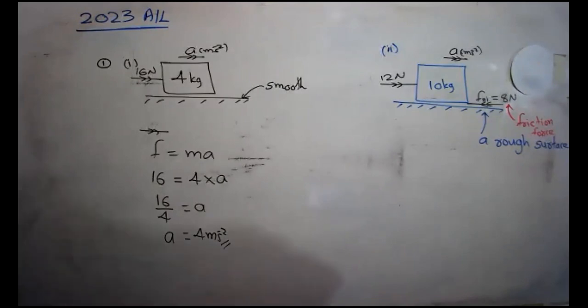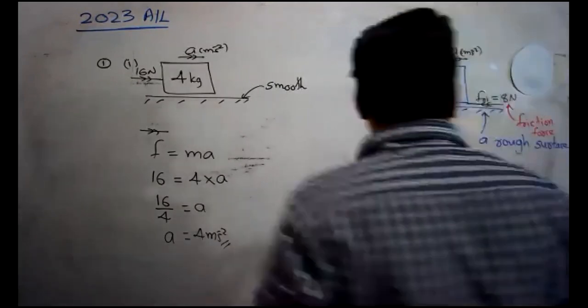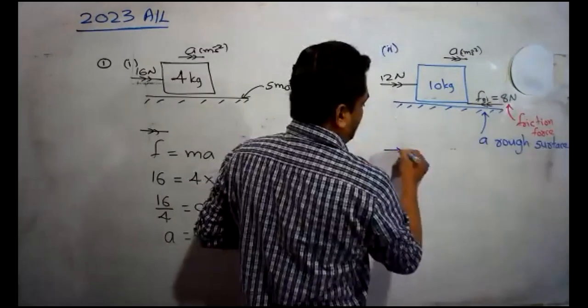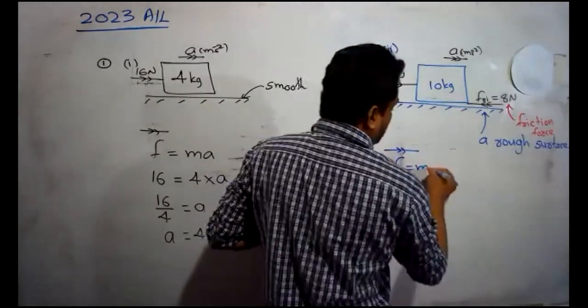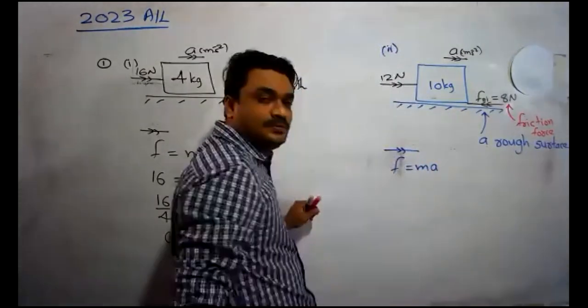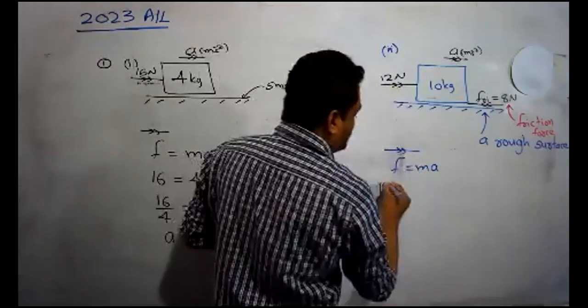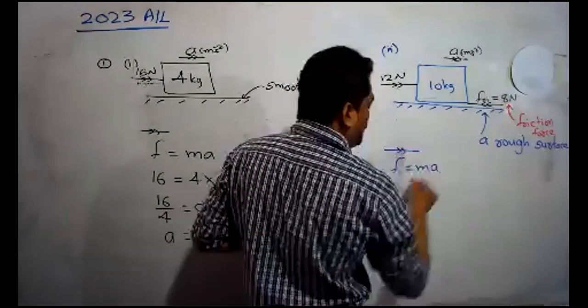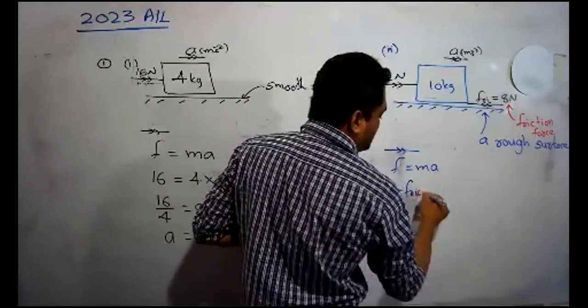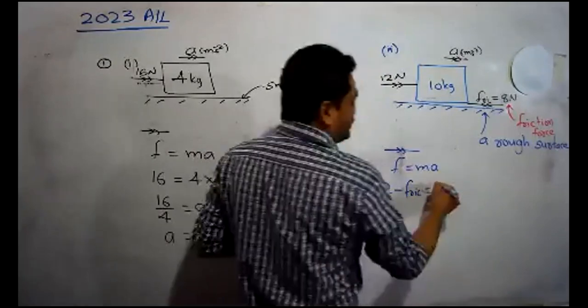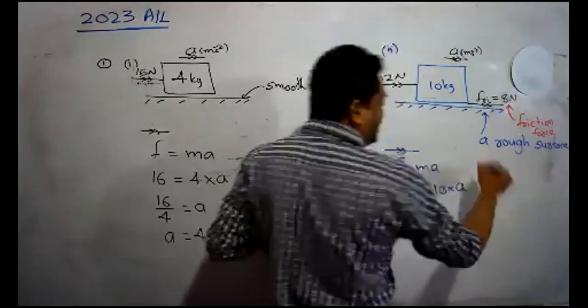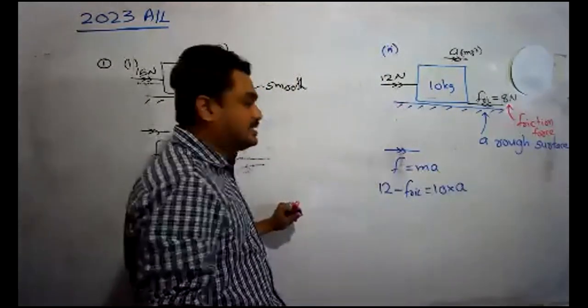So let's apply F equals ma to this object and let's find the acceleration. There are two horizontal forces. The first horizontal force is 12 Newton. There is the oppositely directed force, that is the friction force. The mass of the object is 10, we don't know what the acceleration is. We are going to find the acceleration.